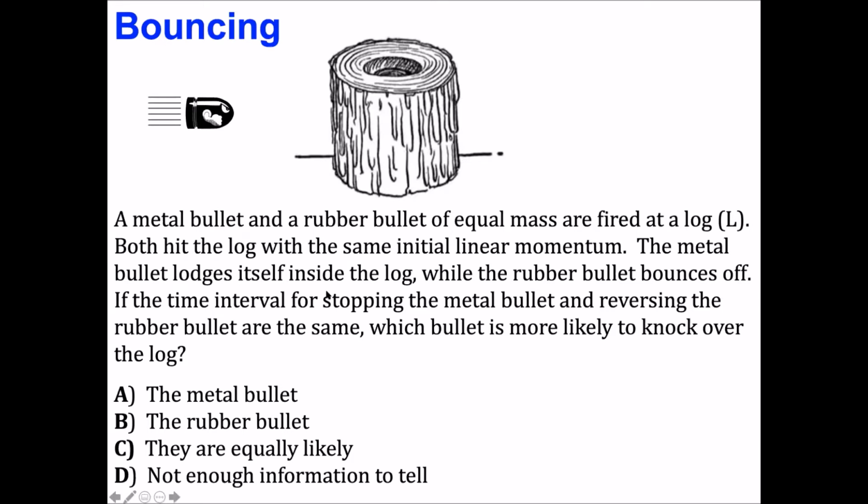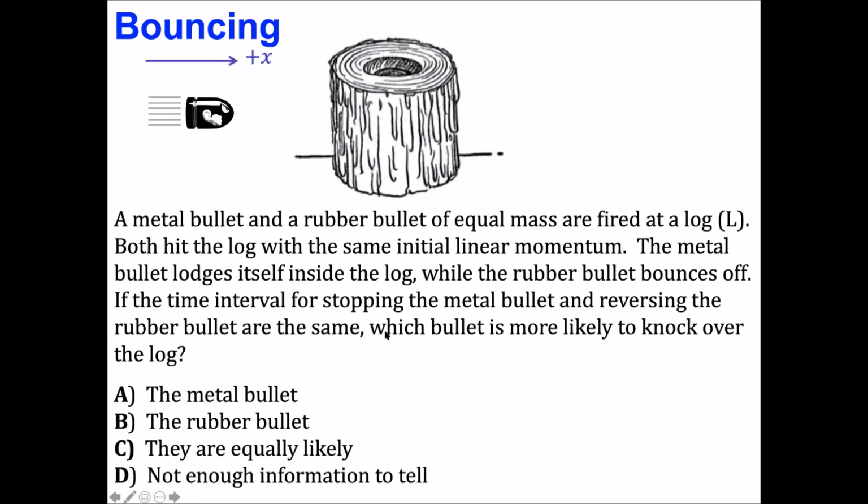the log with. And so the condition we're going to impose on this problem is that the time interval that it takes the metal bullet to be stopped by the log, as the metal bullet travels through the log and gets lodged in the log and comes to a stop, there's going to be a certain amount of time that takes to happen. That time interval is going to be the exact same time interval that it takes to reverse the motion of the rubber bullet once it hits the log and goes back the way that it came. And if those two time intervals are the same, the question we want to answer is which bullet is more likely to knock over the log.